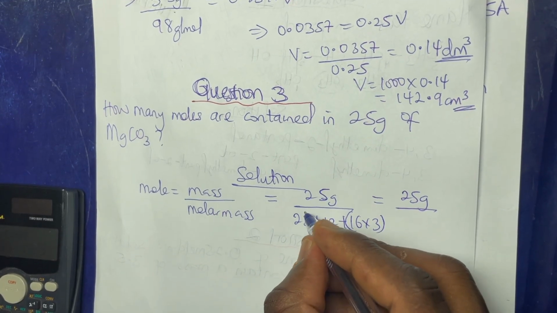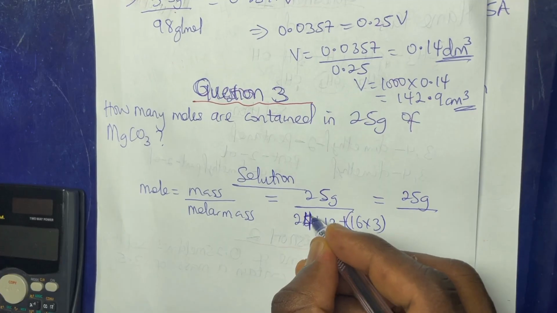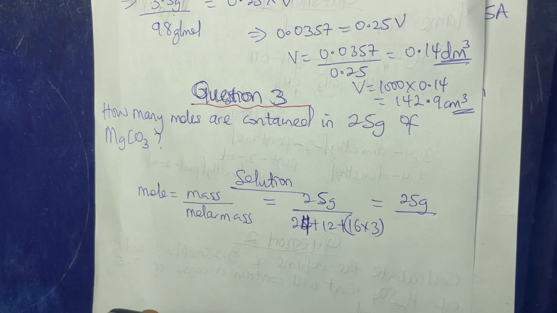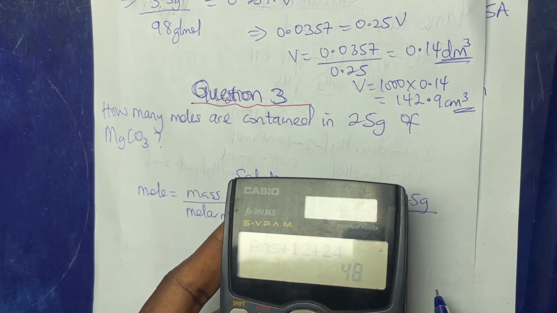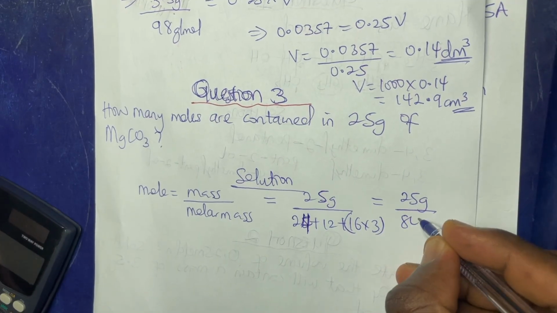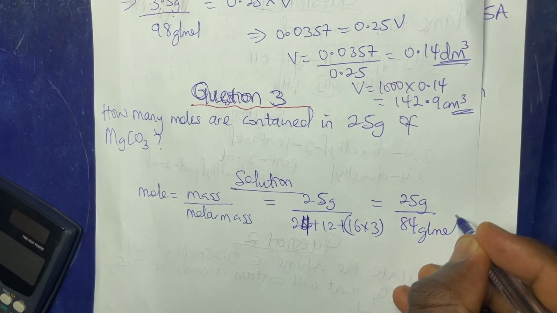Okay, I said magnesium is 24. So 24 here, then that will be 16 times 3, that's 48, plus 12, plus 24, so that will be equal to 84. So 84 gram per mole.